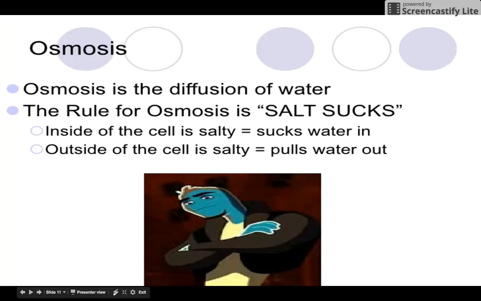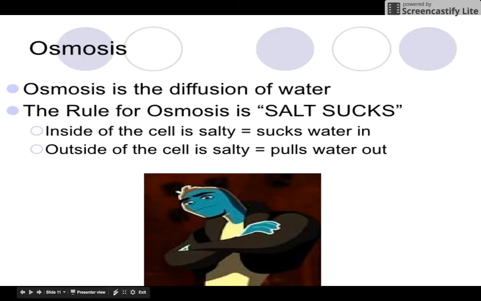Osmosis. Osmosis is a type of diffusion. Remember, we talked about diffusion in the previous lesson? Diffusion is the movement of substances from an area of high concentration to the area of low concentration. Well, osmosis is a type of diffusion, but osmosis only deals with water. So, to help us understand osmosis better, learn this term here.